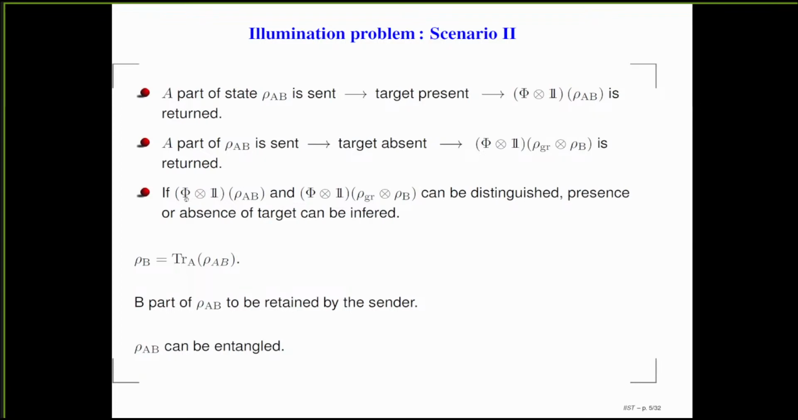So if you are able to distinguish between, say, this phi tensor I rho AB and phi tensor I rho ground tensor rho B, then the presence or absence of the target can be inferred. So please note here that the B part of rho AB is retained by the sender. That means that part is kept with him. Also note that rho AB initially could be entangled between the A and B modes. Okay, so this is scenario 2.